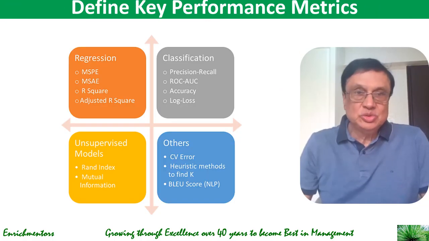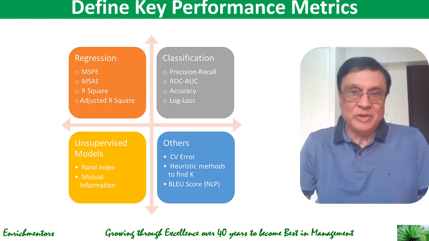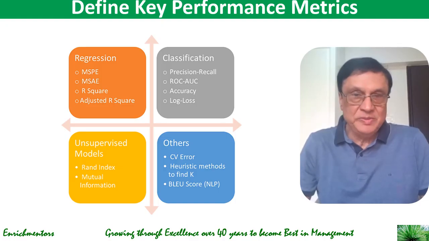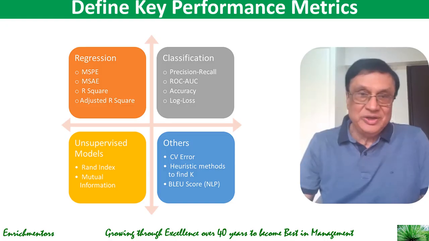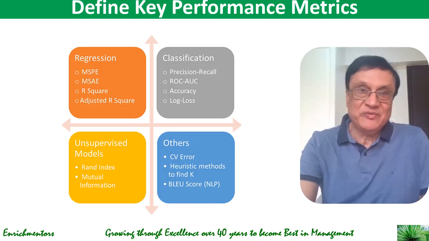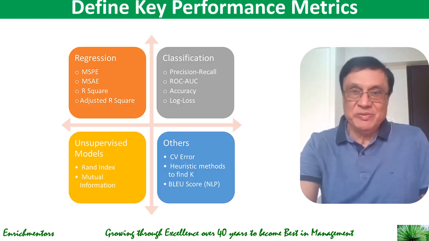First is to determine the key performance metrics for evaluating the performance of the model that you have. It could be any of these that you see here, including accuracy, precision, recall, F1 score, area under the ROC curve, CV error, BLEU score, NLP metrics, Rand index, mutual information index, R square, all that we talked about. You can go back and pick from there the right key performance metrics.